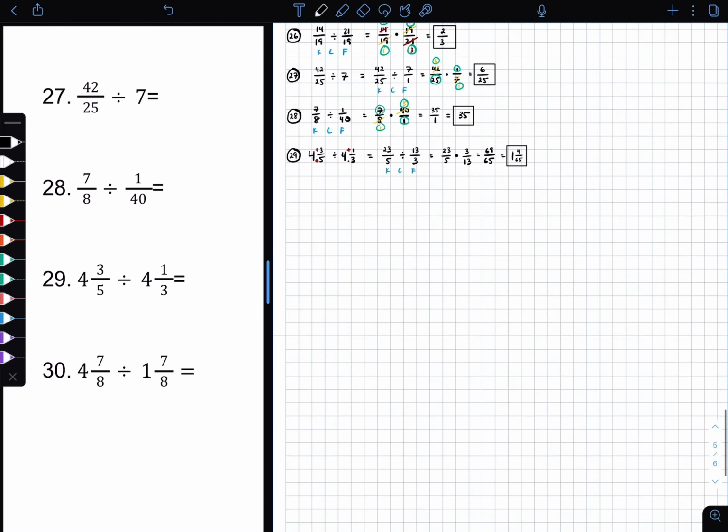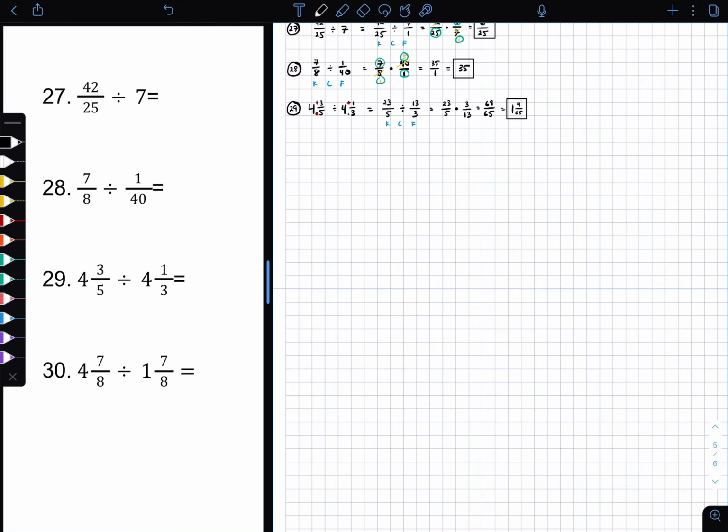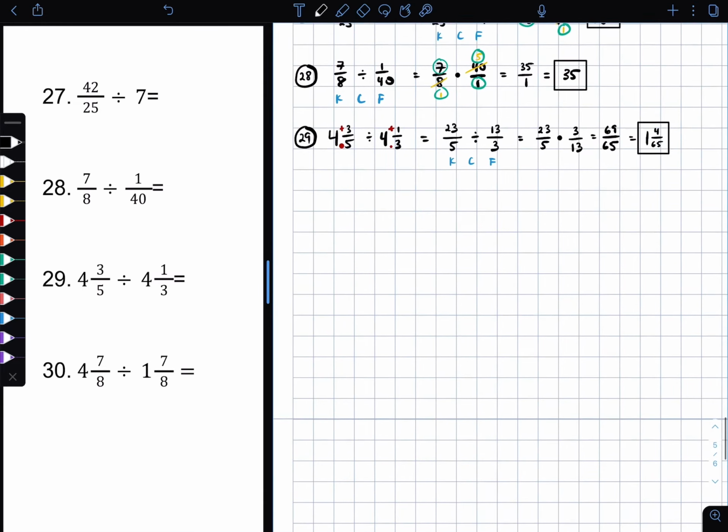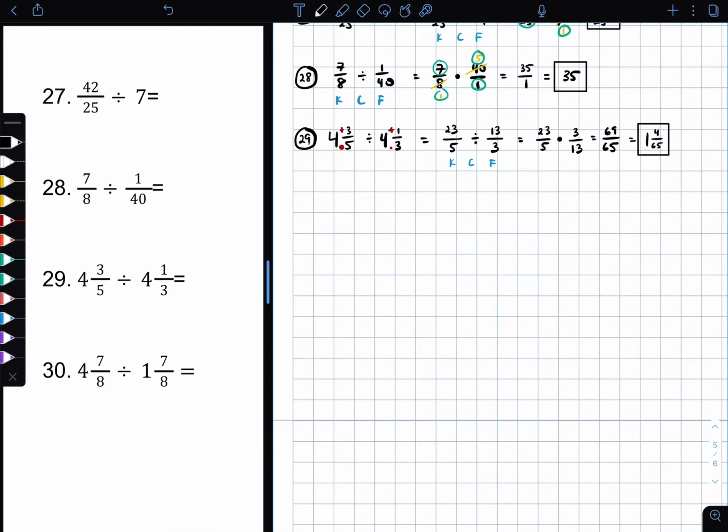Okay, that's 29, and let's see. I think that's right. Let me just check real quick. That's 20. 20 plus 3 is 23 over 5. 12, 13 over 3. 3 over 13. 69 over 65. And yeah, I think that makes sense. All right, just double checking real quick.